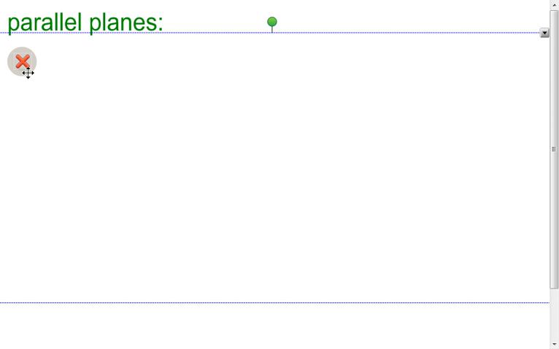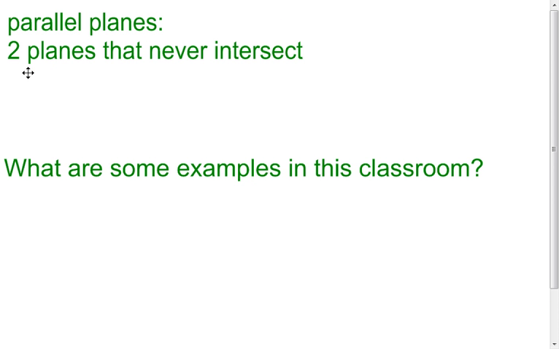Parallel planes, we've talked about those as well. Those are planes that never intersect. An example would be the floor and the ceiling. You could use the front of the classroom wall and the back wall of the classroom. Those would be other examples in my classroom. And that's going to be the end of the lesson, dealing with transversals and the angles that the transversal creates, along with things with parallel and skew.